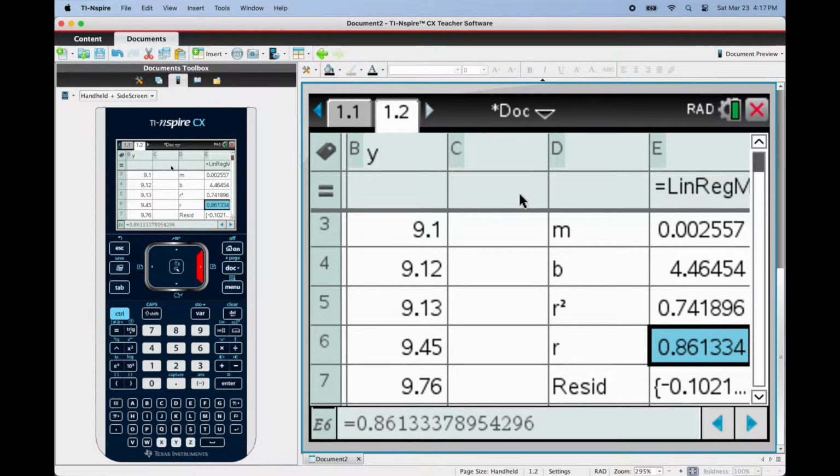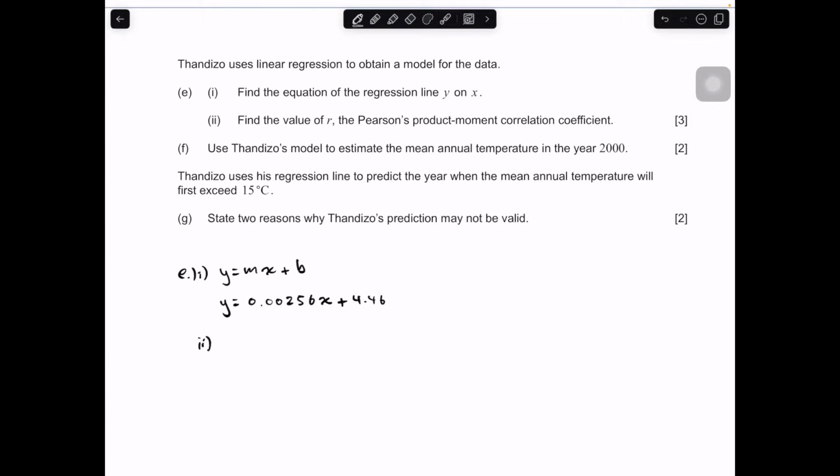So let's go back to the document. Actually, here it is. Let's read it off. 0.8613. So going back to the document, r is equal to 0.861, three significant figures. Okay. Part F.